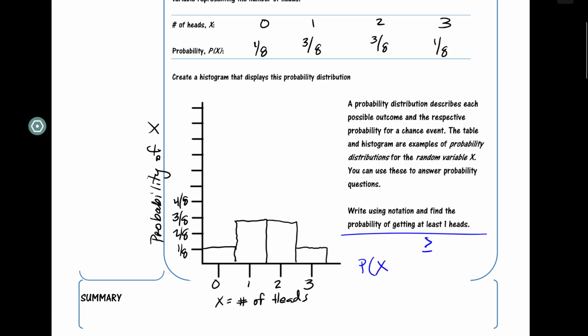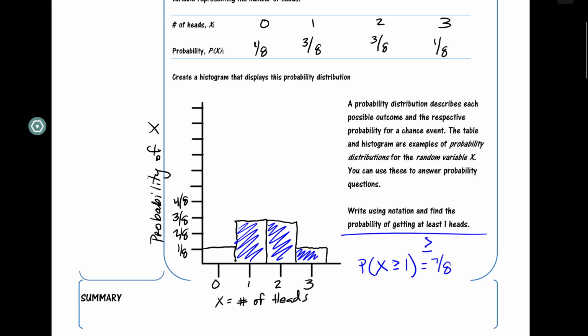And the number of heads, we said that was x. So the P of x being greater than or equal to 1 can be represented on the graph as such. This is at least 1 heads, this is at least 1 heads, and this is at least 1 heads. Adding up their probabilities for each of those outcomes, looking at what they have on that y-axis, that's 3/8 plus 3/8 plus 1/8, or 7 out of 8.